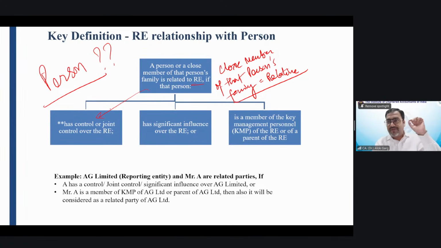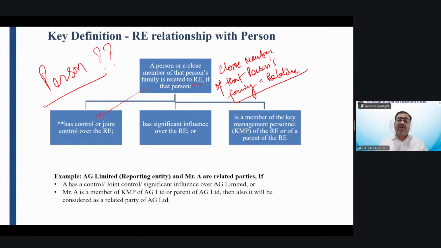So a person or his or her relative is a related party to the reporting entity if that person has control or joint control over the reporting entity. Saminathan has a joint control over PQR Limited. So Saminathan and his relatives will become related parties to PQR Limited. Is that clear to everyone?